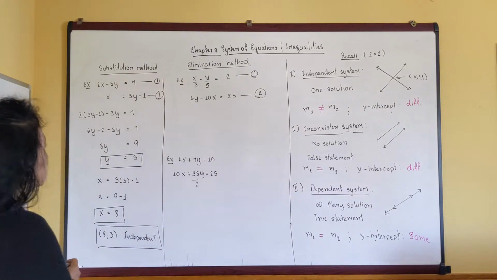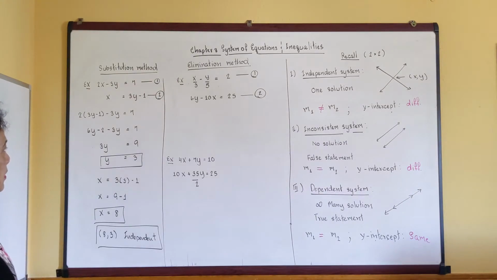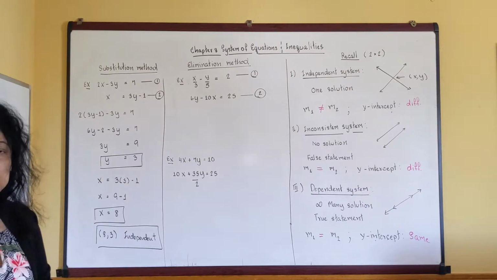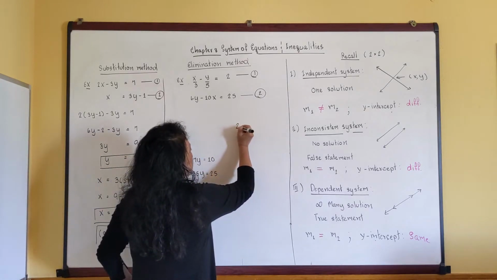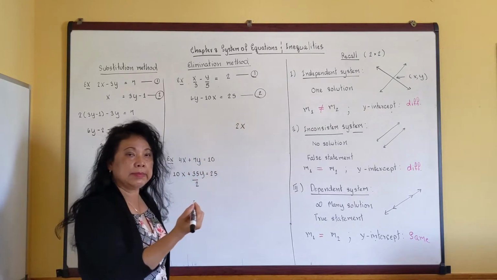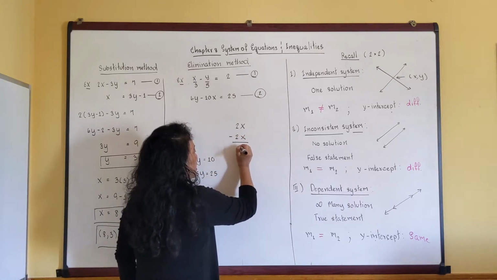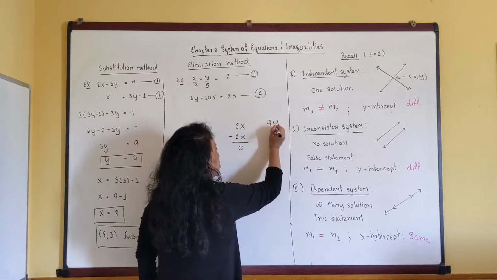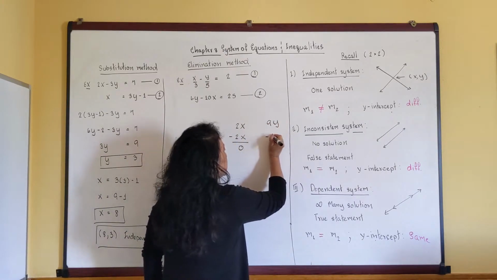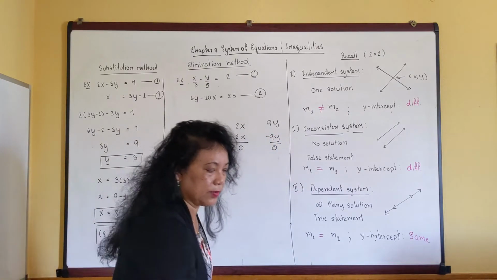All right, let's look at the next one. I'm going to use the elimination method. Elimination method is that you're going to eliminate one variable. Let's try to understand this. If you have 2x, you want to eliminate the 2x, you need the negative 2x. So it ends up being 0. If you have 9y, you want to eliminate this, you need negative 9y. So it's 0. That's the whole idea of this.